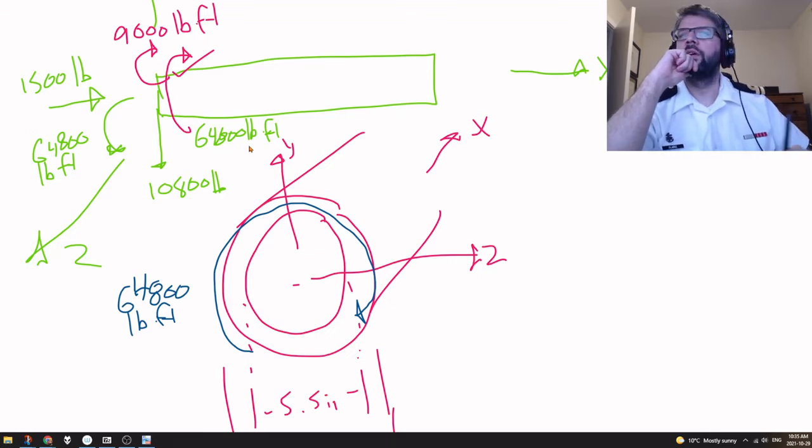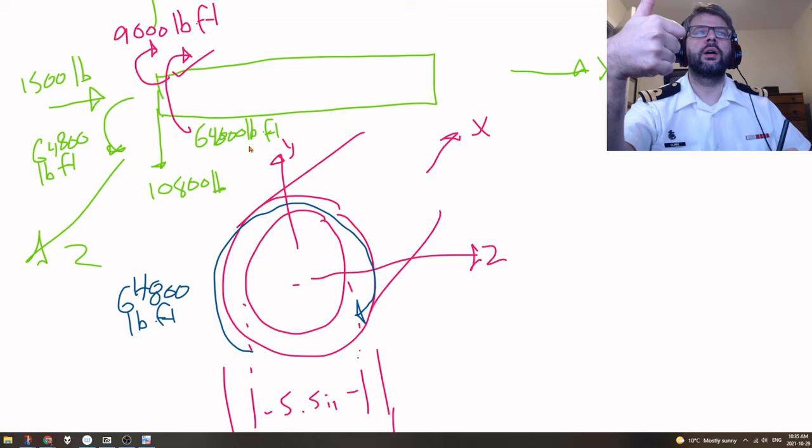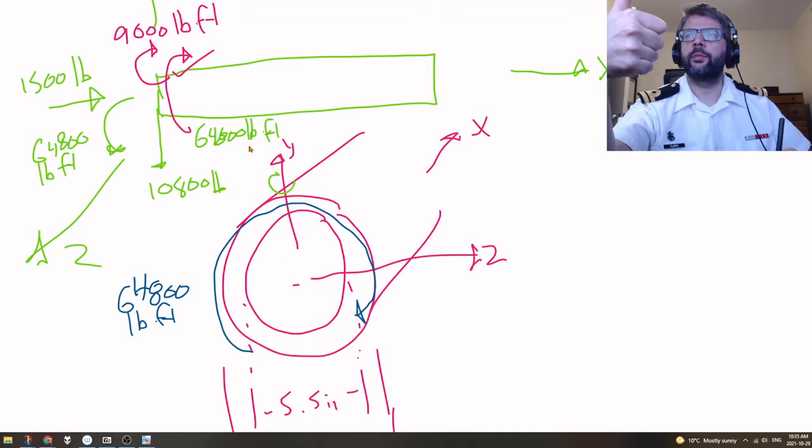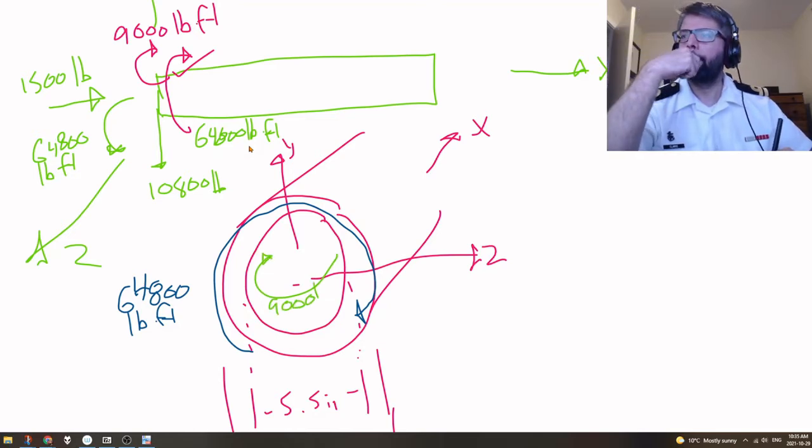We also got a moment that is about the y-axis. Again, using my right-hand rule to figure out which is positive. So again, this direction would be positive, which means that we have a moment that's kind of gone this way. And then we'll have a moment about the z-axis as well. That one's a positive, so that's going kind of this way, about the z-axis. Right.